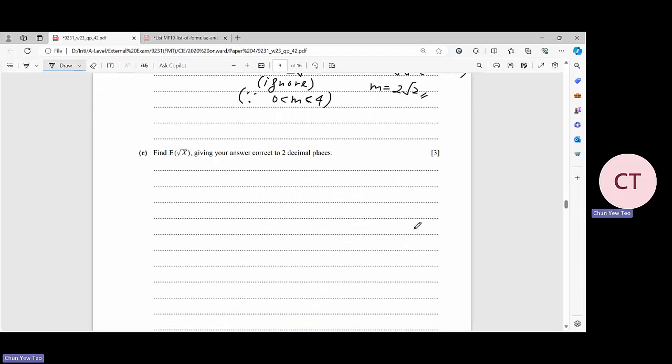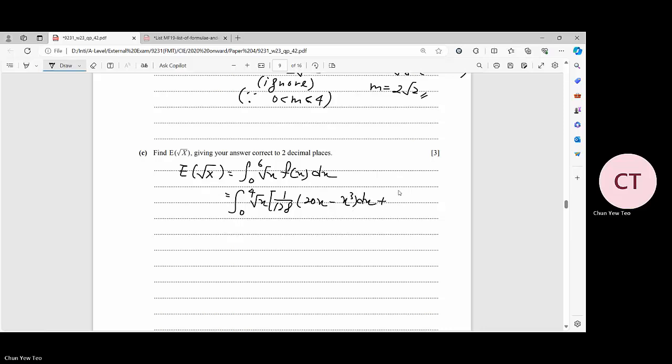Then moving on, we want to find E of X. This one will be a bit troublesome. You need to integrate from 0 to 6 x times the function. We need to split it into two: 0 to 4 of x times 1 over 128 of (20x minus x cubed), plus 4 to 6 of c. C is 1 over 8.